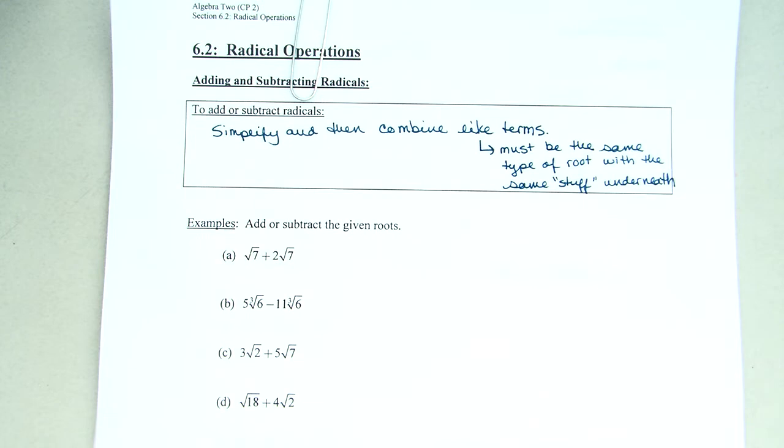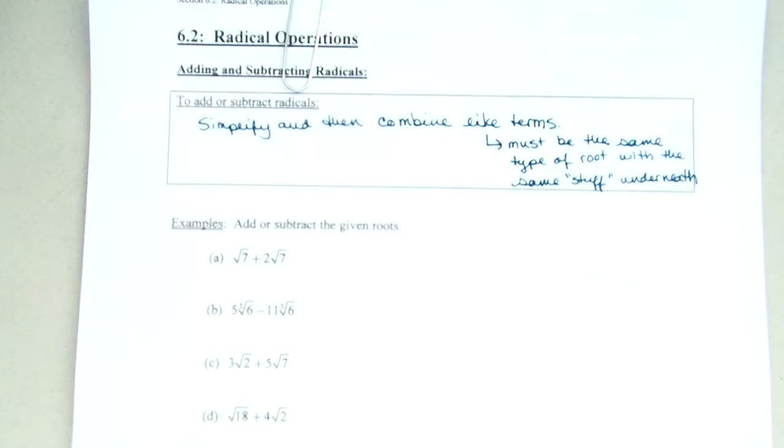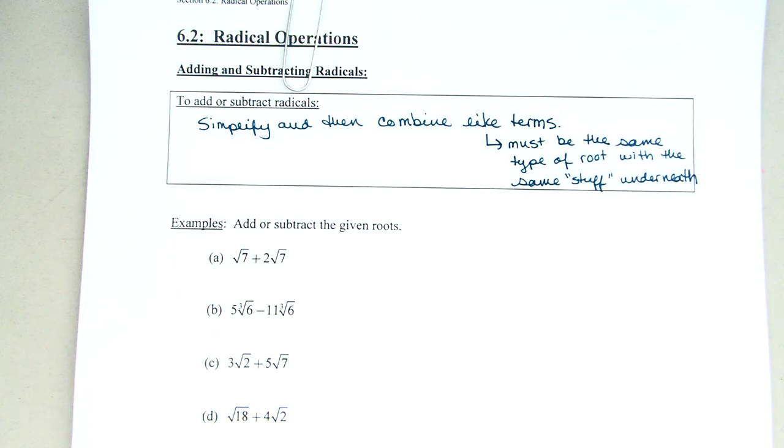To add or subtract radicals, we're going to simplify and then just combine like terms. What are like terms as far as these roots are concerned? Well, it's got to be the same type of root. You can only combine a square root with a square root. And they have to have the same stuff underneath the root. I'm saying stuff because I mean numbers and variables, everything kind of mixed together.